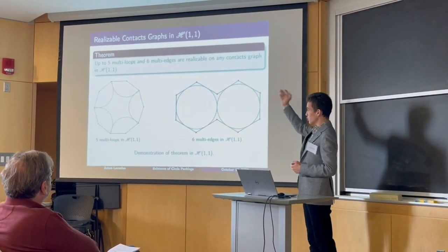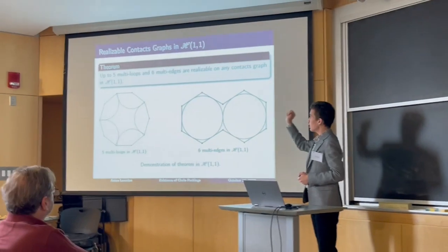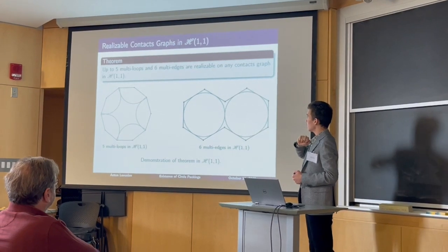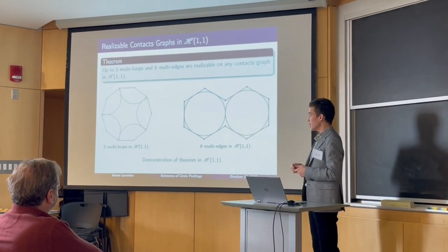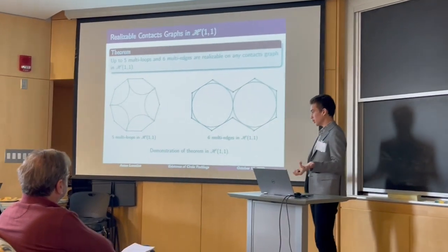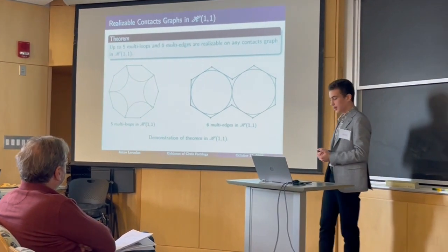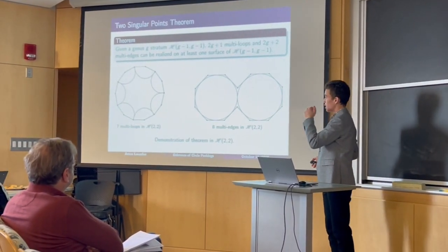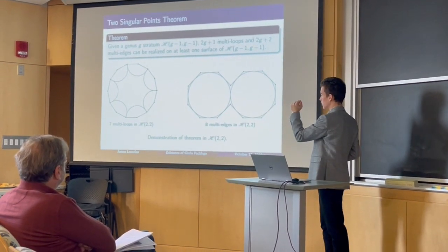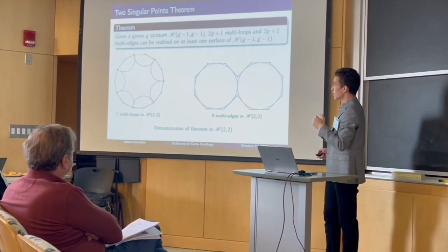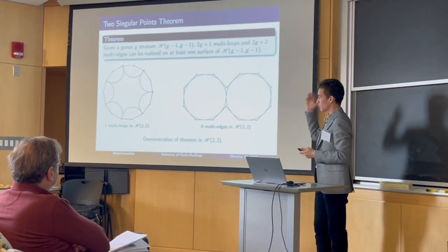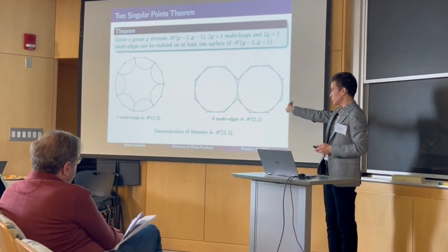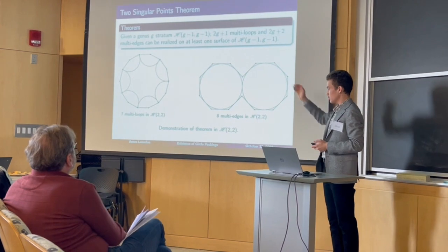All right. Then we also took this to the genus 2 stratum with 2 singular points, H11. Here it turns out that 5 multi-loops and 6 multi-edges are realizable on at least one contact graph in H11. Here again, there is no bound on the complexity, but that is an interesting potential direction of research. We also expanded this to the general genus G stratum, H of G minus 1, G minus 1, where 2G plus 1 multi-loops and 2G plus 2 multi-edges can be realized on at least one surface of this stratum. Here we have an example in the genus 3 stratum, H22: 2 distinct surfaces, each with 7 multi-loops and 8 multi-edges.